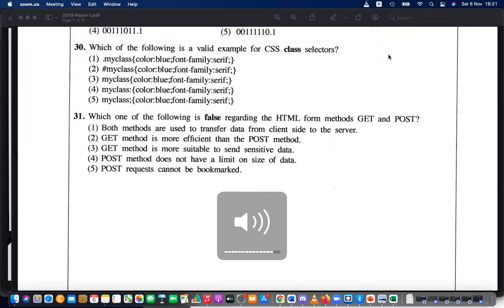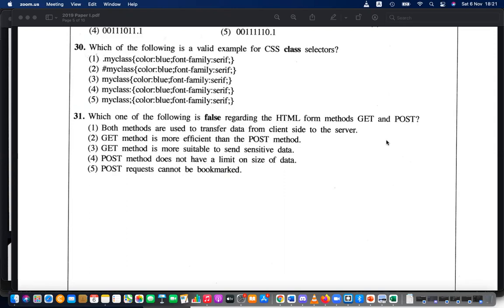There are 3 kinds of selectors in CSS. One is the tag selector, where you mention the tag name. The second one is the ID selector, where you put a hash mark in front of the selector name. The third one is the class selector, where you put a dot in front of the class name. The option with the dot is the first one. So the answer to 30 is number 1.